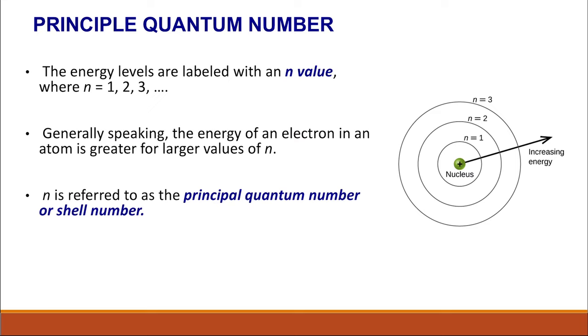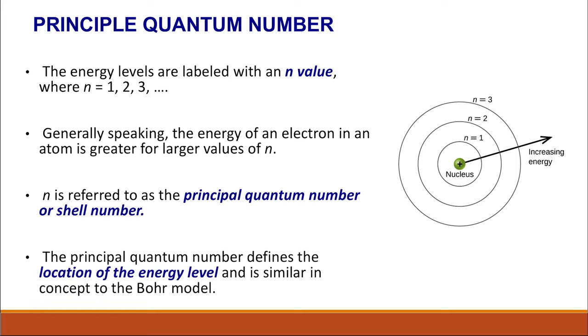n is referred to as the principal quantum number or the shell number. The principal quantum number defines the location of the energy level or the shell. And this is similar to what we learned in the Bohr model for the atom.